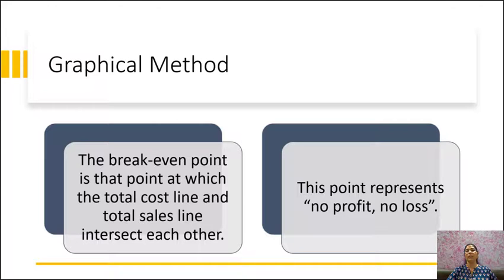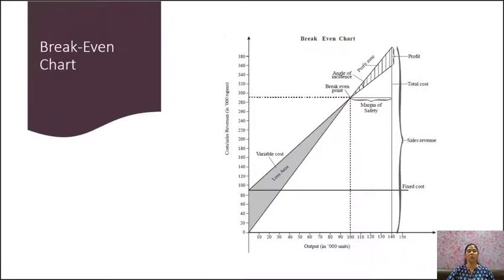Graphical method. The break-even point can also be shown graphically. The break-even point chart shows the relationships between cost, volume, that is the sales quantity, and profit at various levels of output. Fixed cost, variable costs, and sales revenue are shown on the y-axis and volume of output on the x-axis. The break-even point is that point at which the total cost line and total sales line intersect each other. So this point represents no profit, no loss.